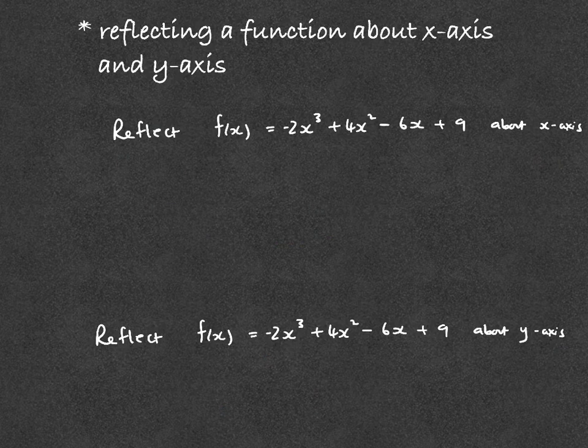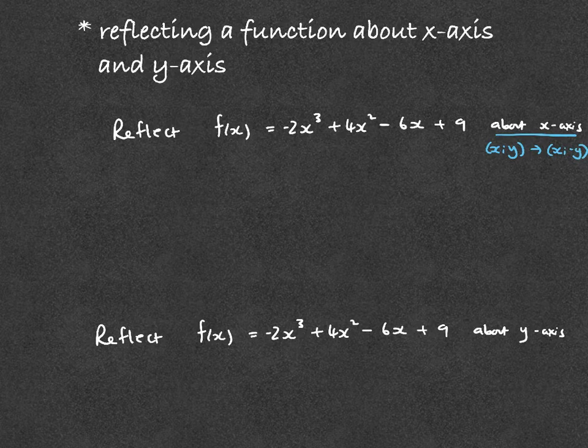All right, so let's check. Reflect a cubic function, -2x³ + 4x² - 6x + 9, about the x-axis. So if you reflect about the x-axis, well, what happens then again? The x value stays the same, the y value has been multiplied by minus 1.